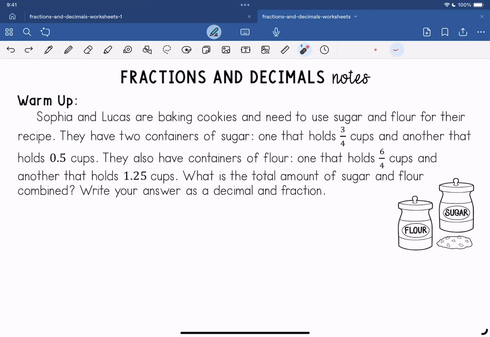Fractions and decimals. Here is a warm-up question to remind yourselves about fractions and decimals.